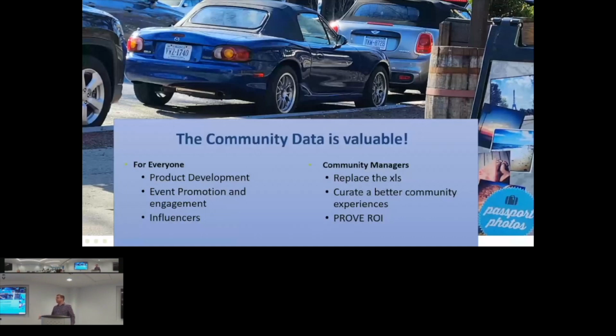But the community data is valuable for you, the community manager, right? Replace the old Excel spreadsheet. Ain't nobody got time to punch numbers in an Excel spreadsheet every week to try and figure out what's going on. I have to run my community. If we can automate that process and create beautiful dashboards, it allows you to be more effective. It allows you to curate better community experiences by using data.